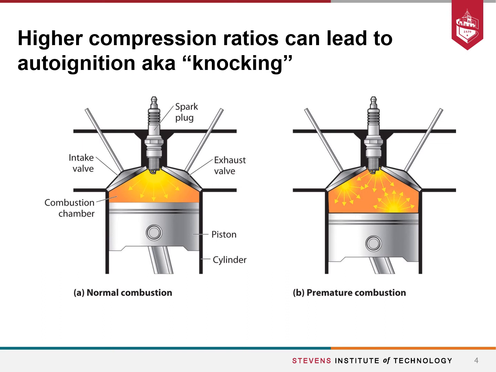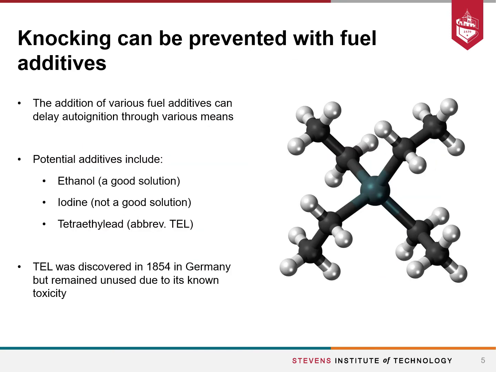Obviously we want to try and prevent this auto-ignition, but we would like these higher compression ratios, these smaller minimum volumes, to increase the efficiency. So in order to tackle this problem, we try and prevent this knocking or auto-ignition by adding different things into the fuel. We can add things like ethanol. That's actually what we do today. It's a good solution. Ethanol is non-toxic, it's easy to come by, it's an agricultural byproduct here in the US.